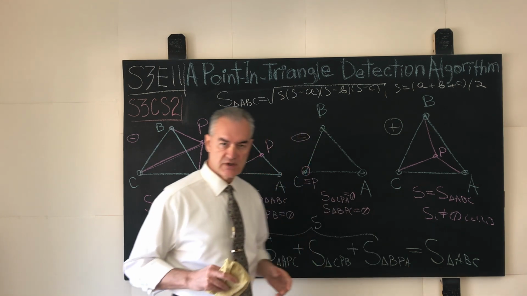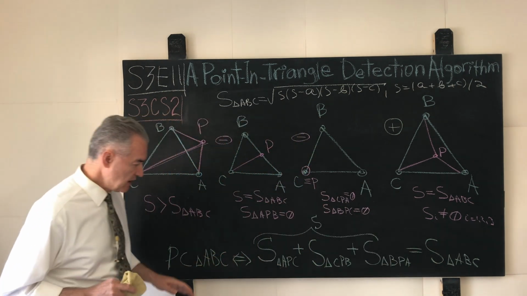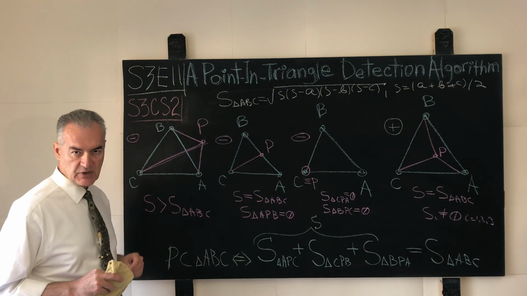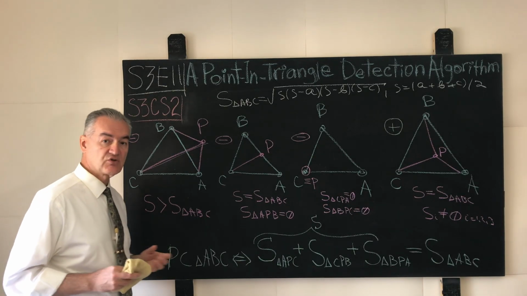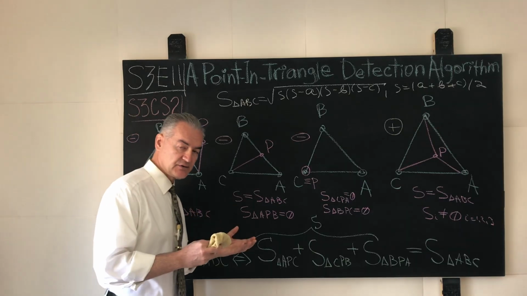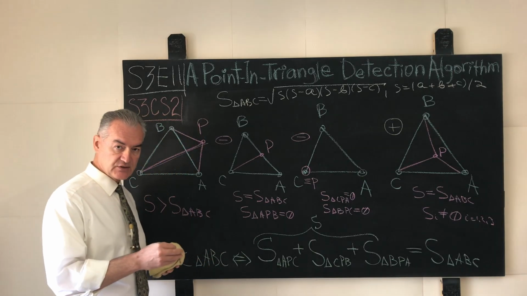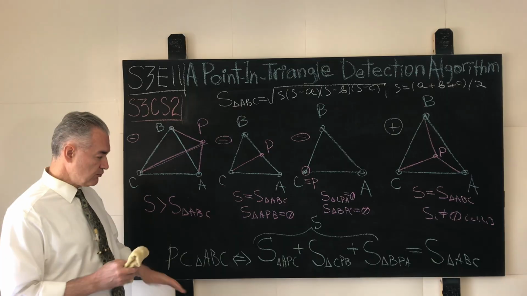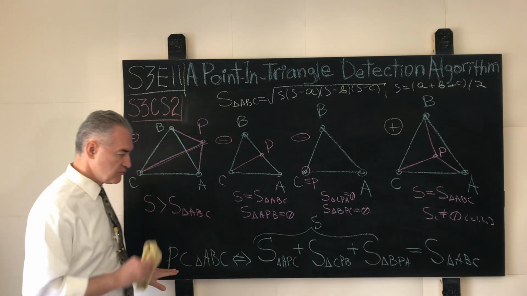ABC. And what are the sub-triangles in this case? Well, the sub-triangles are constructed in the same way in which we constructed the corresponding angles under which all three sides of the given triangle were seen from the point of interest P in the previous segment.